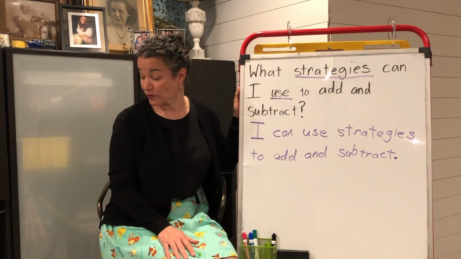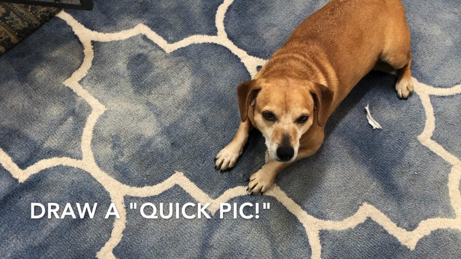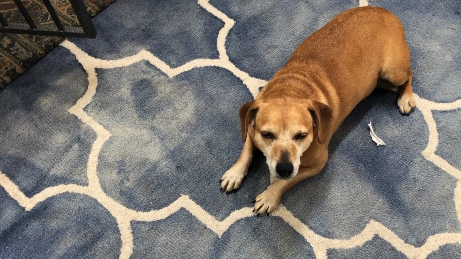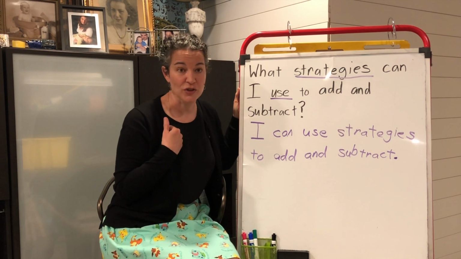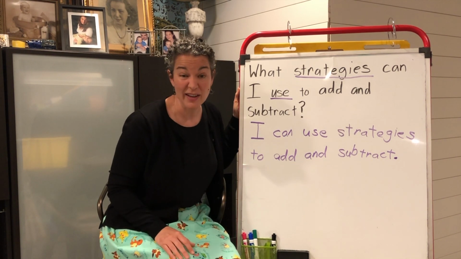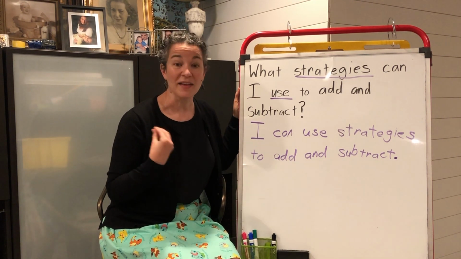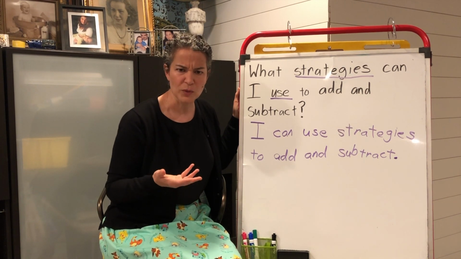Penny, what's your favorite strategy? Penny says her favorite strategy is my favorite strategy. I like to draw a quick pick. If I get stuck, that's what I do. The fancy way of saying it is I make a model, but I like to call it a quick pick. I make a quick picture and it helps me. What else can we use? Penny, what else can we use?